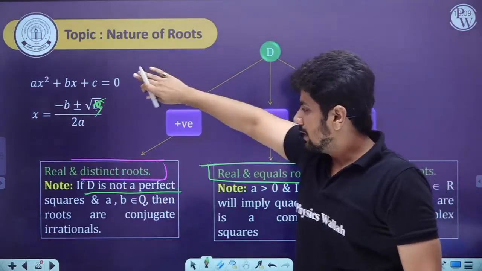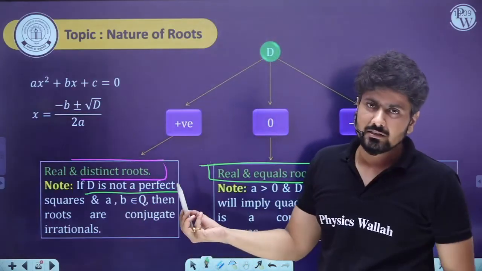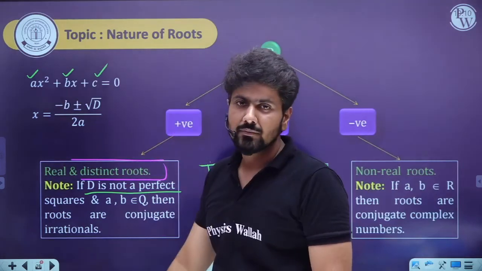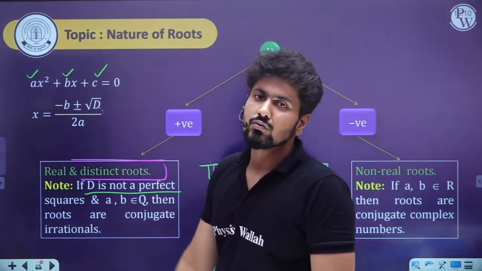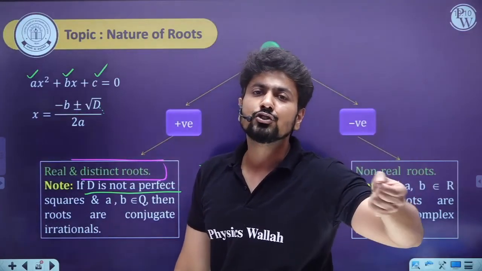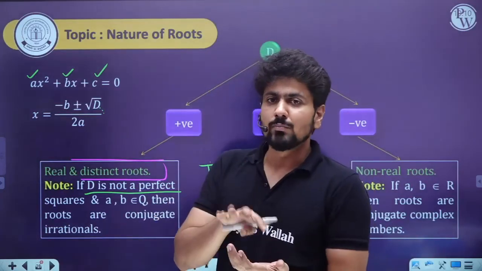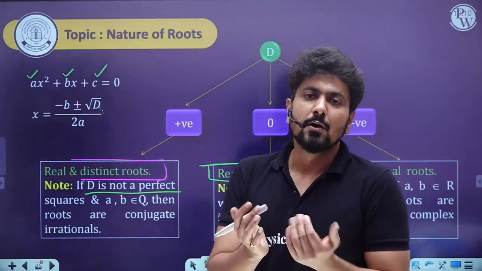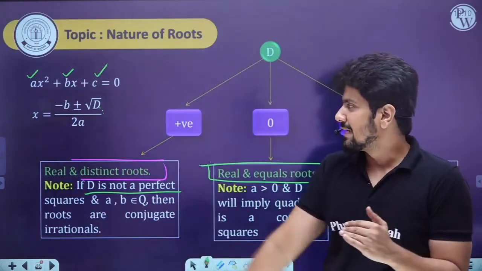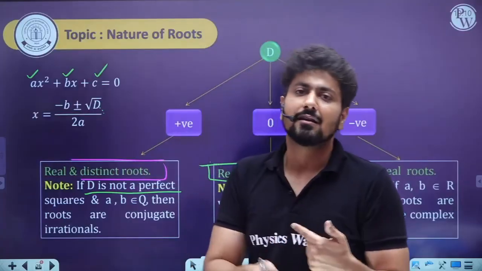Correct? Now, irrational roots: if the coefficients are rational, if everything else is rational, this is rational, this is rational, this is rational, and if we are getting irrational roots, then those roots will occur in conjugate pairs. Conjugate pair means like 2 plus root 3, 2 minus root 3. These are conjugate pairs. 4 plus root 5, 4 minus root 5. Basically, there is a plus minus sign with the irrational term. These are known as conjugate pairs.